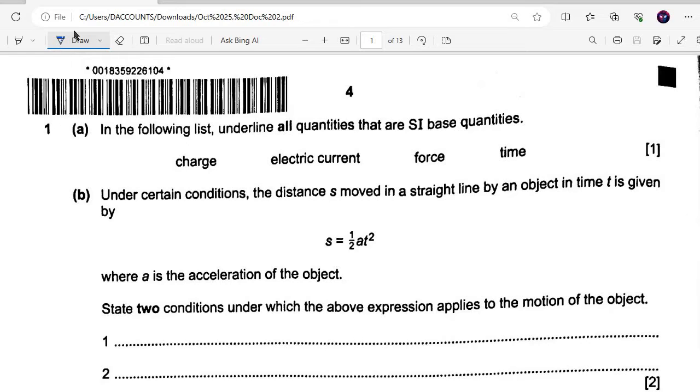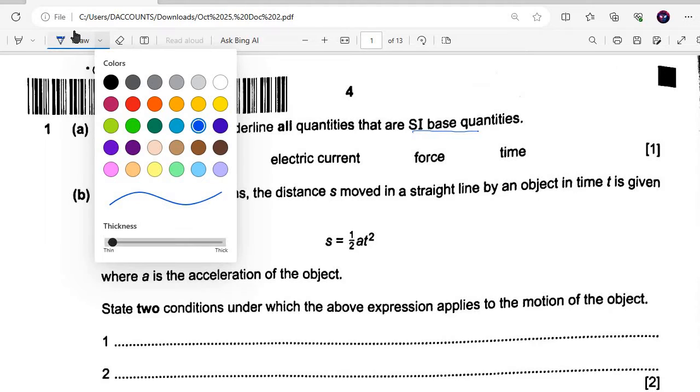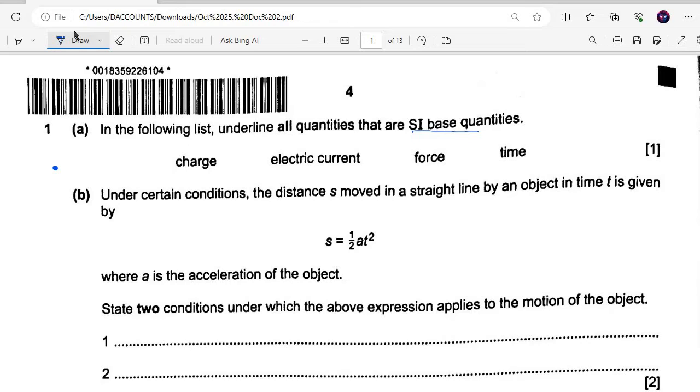Okay, so what are SI base quantities? They are the fundamental quantities with the fundamental units. They are seven in number. Electric current is one of them, measured in amps. Time is one of them. The others, force and charge, are not fundamental quantities. They are derived. SI base quantity is also called fundamental.